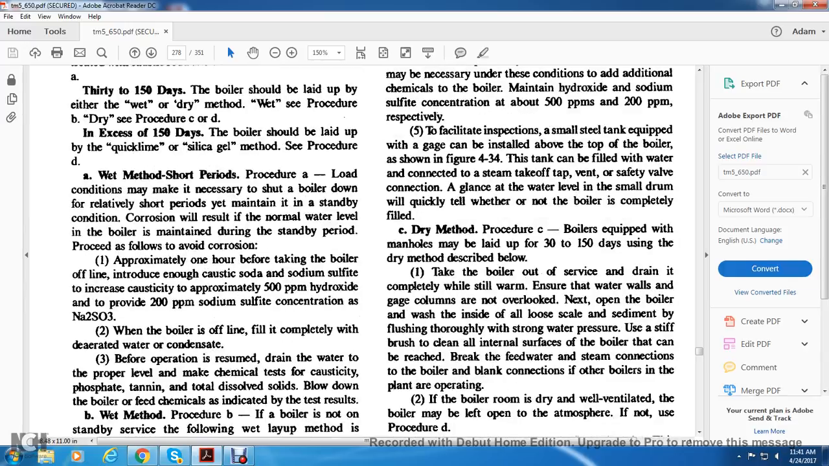A. The wet method, short period procedure. A low load condition may make it necessary to shut the boiler down for relatively short periods, yet maintain a standby condition. Corrosion will result if the normal water level of the boiler is not maintained during the standby period. This procedure is followed to avoid corrosion.